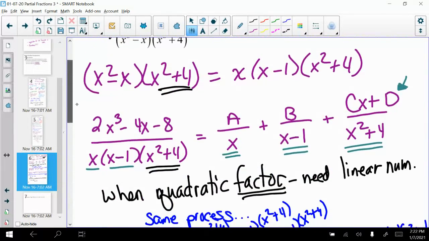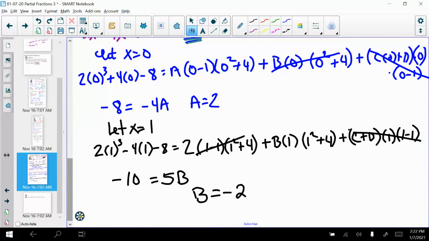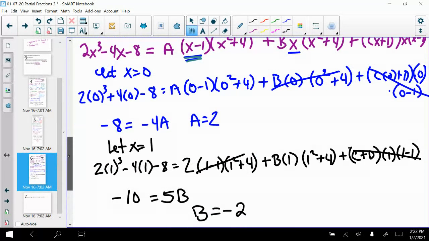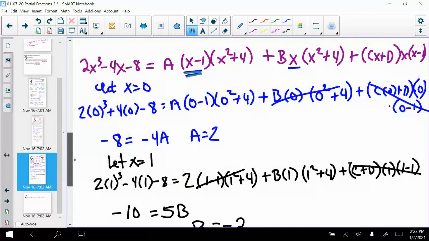So right here, there isn't anything that we can use that will make x squared plus 4 be 0, unfortunately. So we just need to choose another x value. Now, the nice thing is we can choose any x value we want. I guess the sad thing is we've already used x equals 0 and x equals 1, so we can't use either one of those. So let's just use x equals 2. It's small, it's positive, both good things.